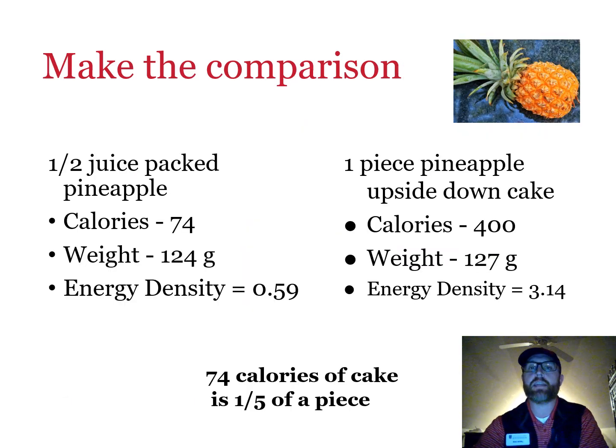Now let's compare canned pineapple to a pineapple upside down cake. As you can see, the cake has a much higher energy density for about the same weight of food. This means with 74 calories, you can either have a half a cup of pineapple or 1/5 of a piece of cake. Now, which would you think will be more satisfying, the half a cup of pineapple or 1/5 of one piece of cake?